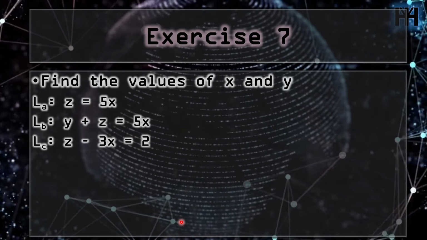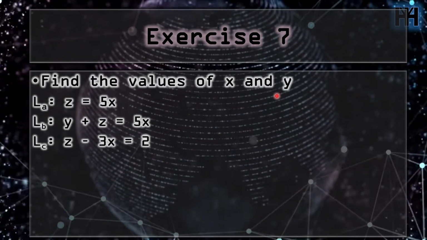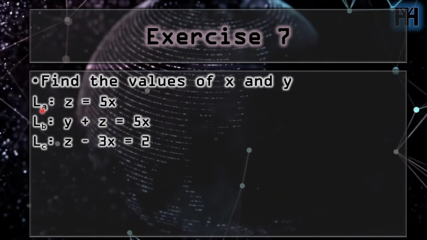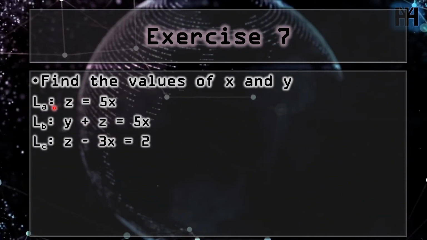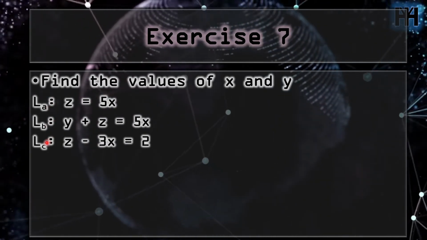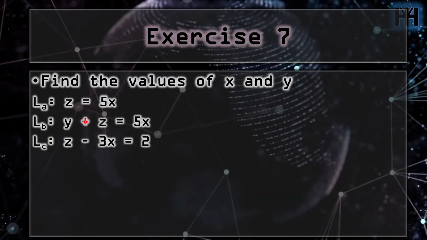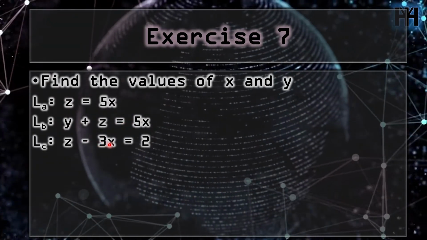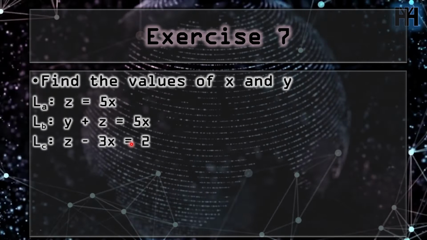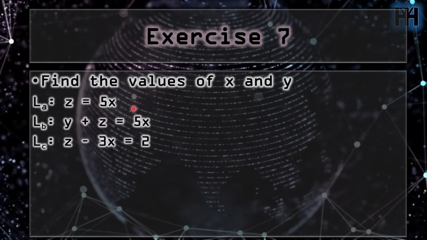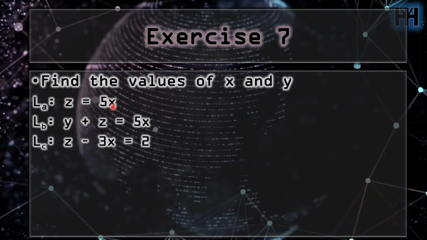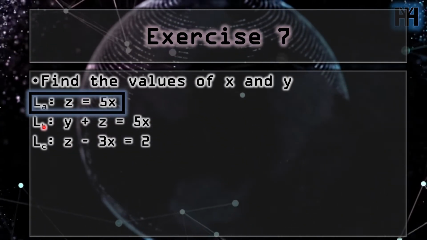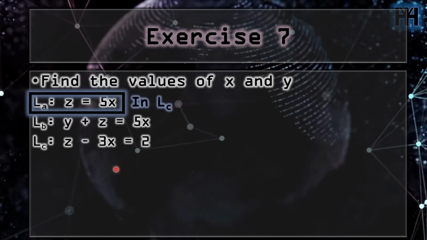Exercise 7. Find the value of x and y. Now here we have three equations, or three lines. Equation A, B and C. So we have z equal 5x, and y plus z equal 5x, then z minus 3x equal 2. Okay, now we have this equation ready. We can use it. Maybe we can eliminate the x. We can use it in C. So we will use A in C to eliminate the x.